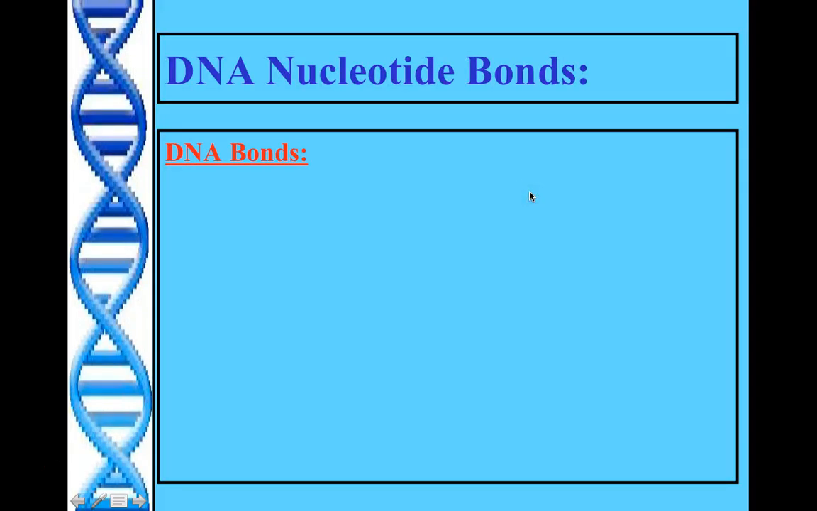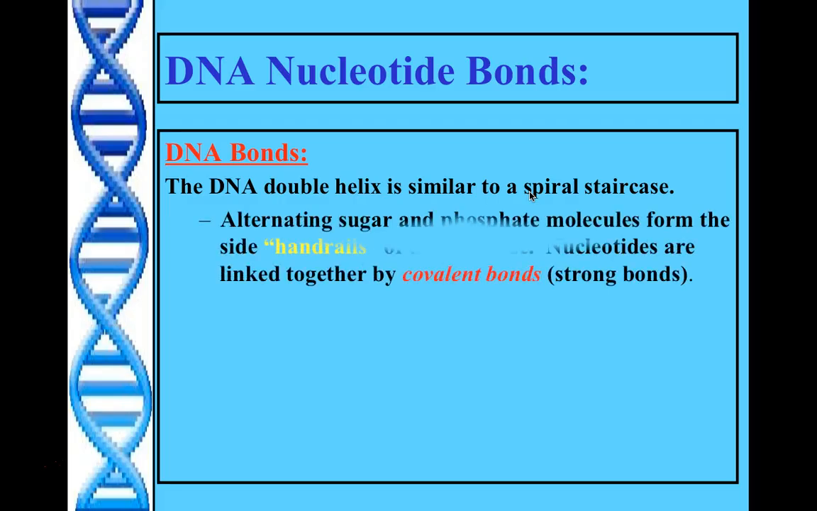When we talk about bonds in DNA, it's very important that we discuss the two different types of bonds that there are and their properties. So first, let's talk about the covalent bonds. As we've stated before earlier in the year, covalent bonds are the strongest bonds that are possible. And these are the ones that are going to connect the phosphate to the sugar.